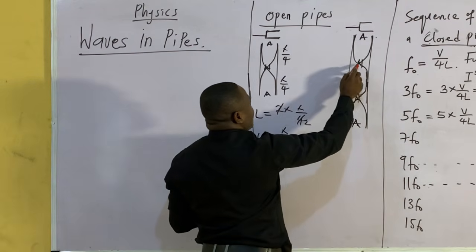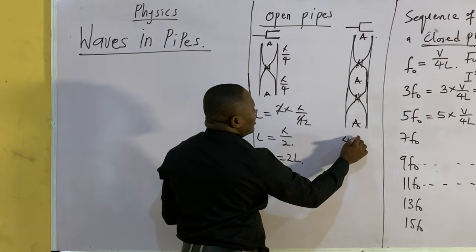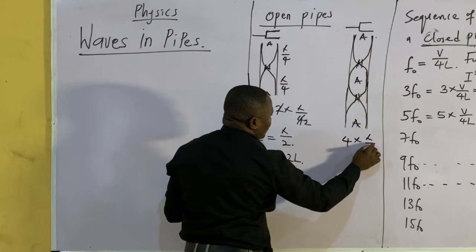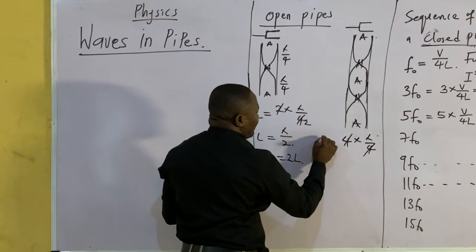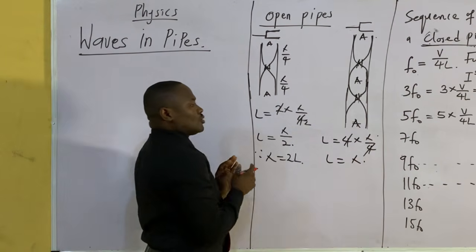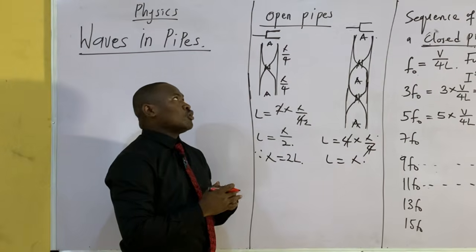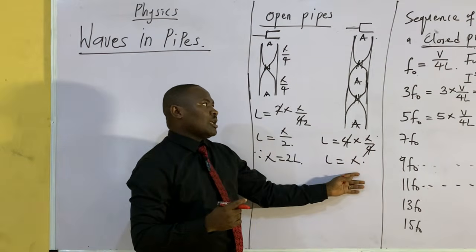So we have 1, 2, 3, 4. So I have 4 times lambda over 4. This cancels this. So I have L is equal to lambda. L is equal to lambda. So I could do another vibration for an open pipe, but I'll be stopping here.